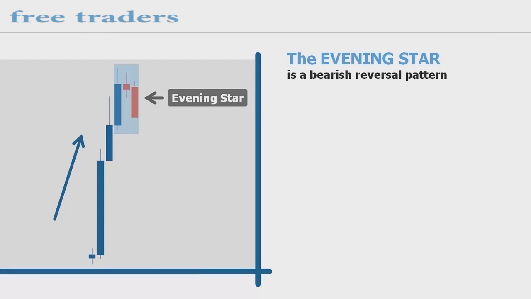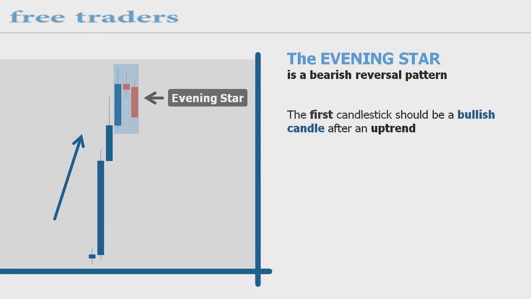The evening star is the bearish counterpart of the morning star pattern. The first candlestick will have a bullish body after an uptrend, followed by a second candlestick with a small body. It can be bullish or bearish, or have no body at all.